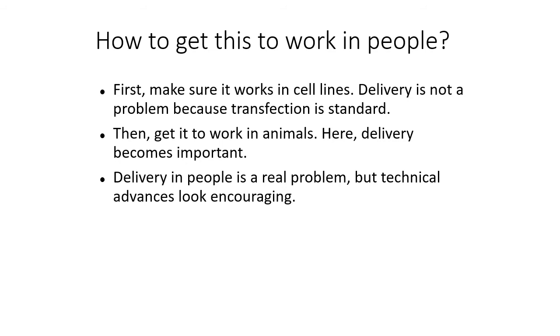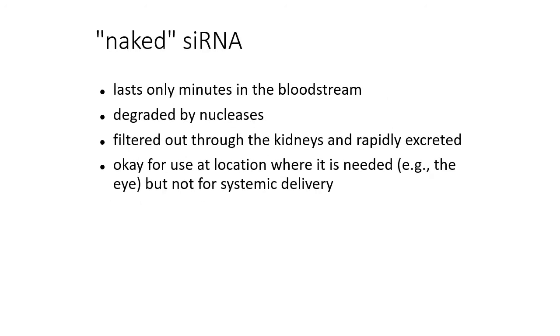So first, you always have to make sure something works in cell lines before delivering it to people. Once you get it to work in cell lines, you've got to work in animals, where an important aspect is how to actually deliver the RNA or the oligonucleotide to the right tissue at the right time. Delivery in people, of course, is a real problem, but things are improving radically. A naked silencing RNA of any sort doesn't last long in the bloodstream. It's degraded by nucleases, filtered to the kidneys, and may or may not get to whatever the tissue is where it is needed.